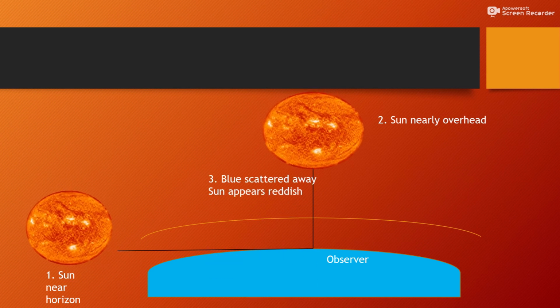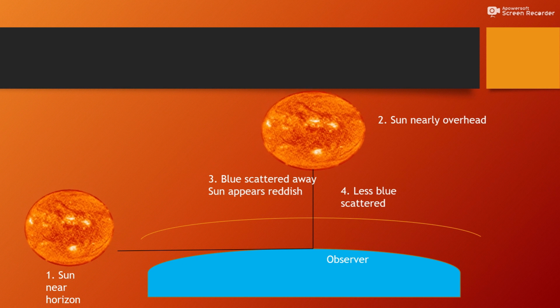Near the horizon, most of the blue light and shorter wavelengths are scattered away by the particles. Therefore, the light that reaches our eyes is of longer wavelengths. This gives rise to the reddish appearance of the sun.